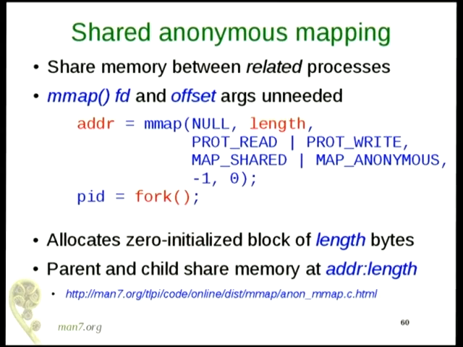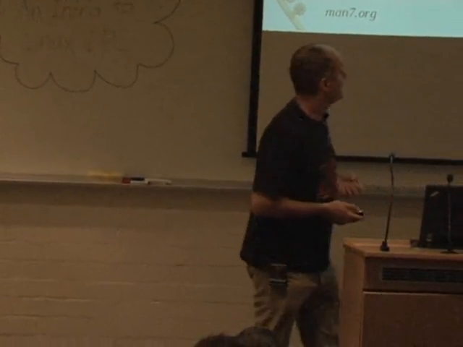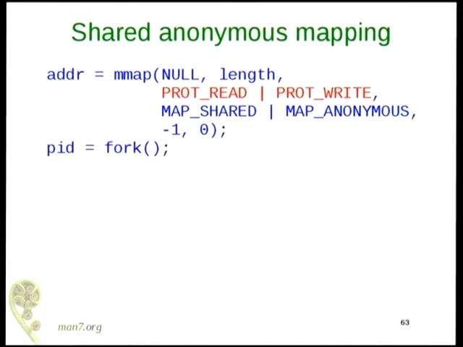Shared says, okay, I'm going to share this mapping with other processes. Anonymous says there is no file connected with this mapping. So you get a 0 initialized block of that size, and the parent and the child after that fork share that memory at address for length bytes. Probably I've said everything I need to say about this. I did have a few more slides just to break this down. Are there any questions about what that system call, or those 2 system calls together do?